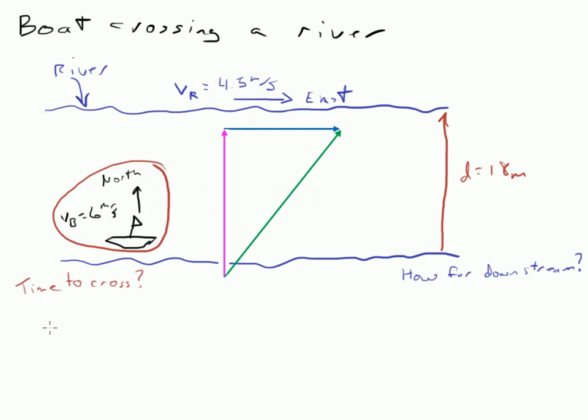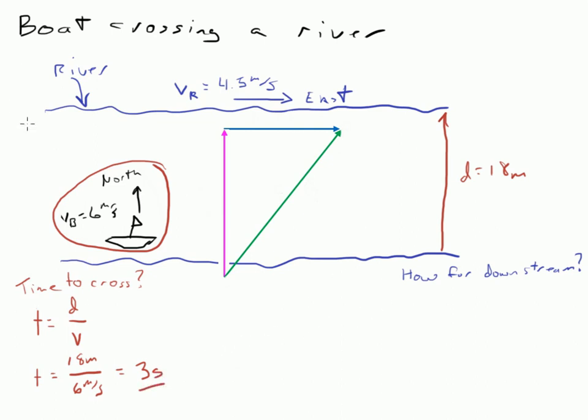The boat still moves at its 6 meters per second. So we can figure out the time to cross by just looking at the motion of the boat and knowing the distance in that northern direction across the river. So we want to find the time of something moving at constant velocity. That's just going to be distance divided by the speed. So our time is our 18 meters divided by 6 meters per second, and that gives us 3 seconds. It takes 3 seconds for it to cross the river.